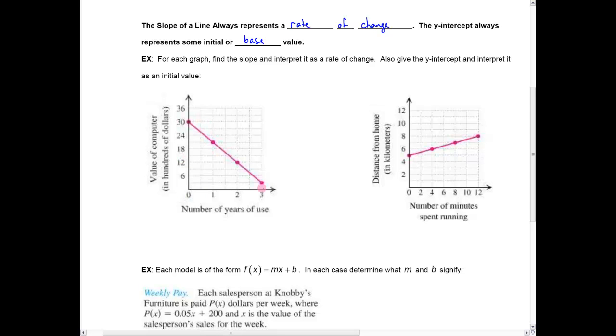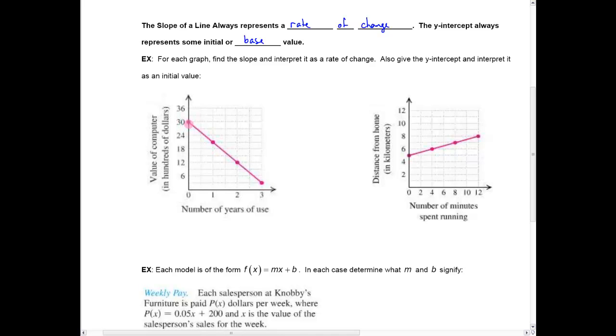So when you read this graph, the x-axis down here is the time, the number of years of use, and then my y-axis is the value of a computer in hundreds of dollars. So in this case our y-intercept at time 0 is $3,000. So my y-intercept is $3,000, and that's the initial value of the computer.